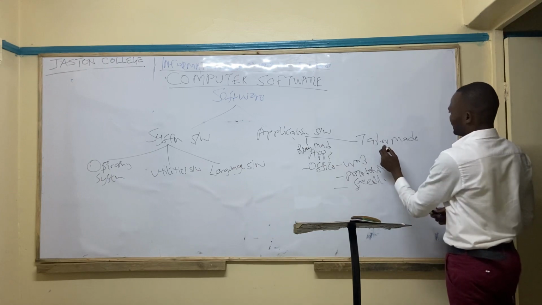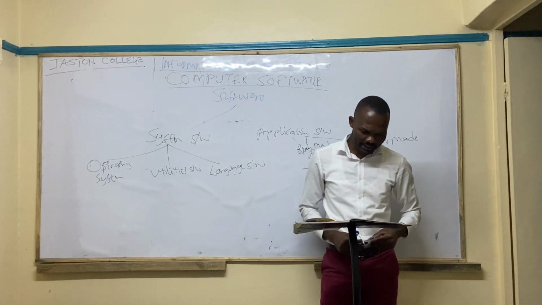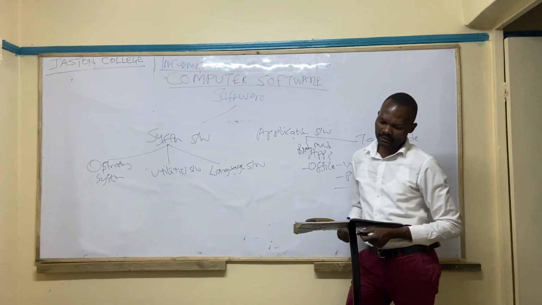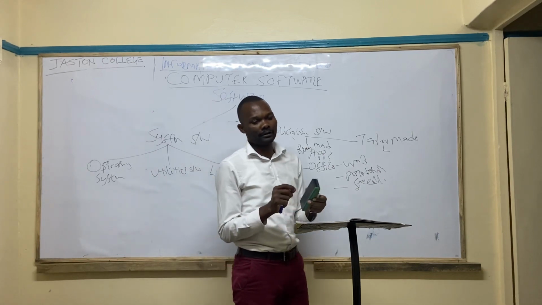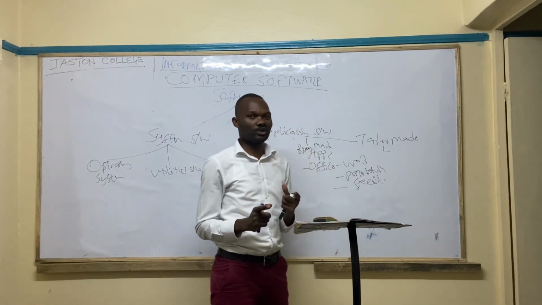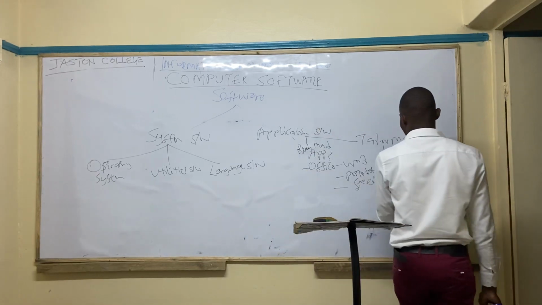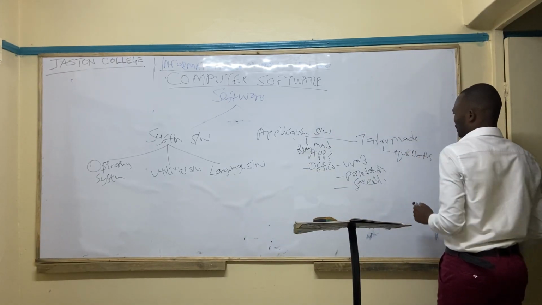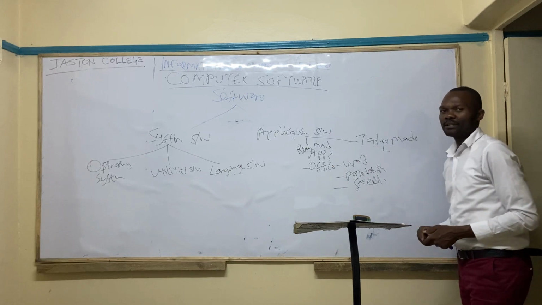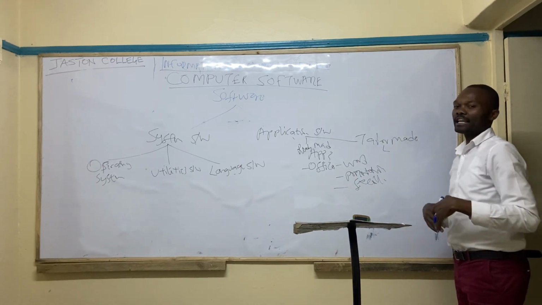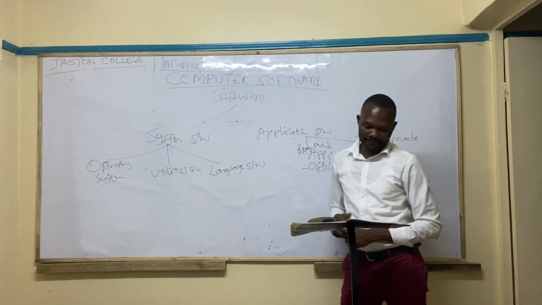Examples of tailor-made software: let's say you go to a supermarket and somebody has a system of calculating their stock. That's tailor-made software. Or you go to a place like the UN. They have a system where they control entry and exit, and how people log in and log out. That is tailor-made software.